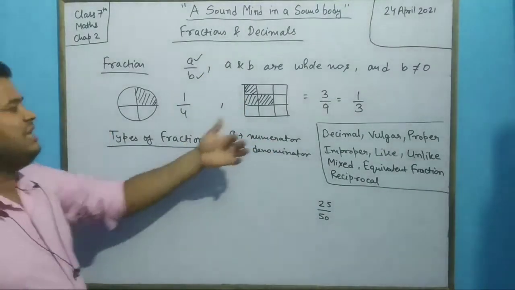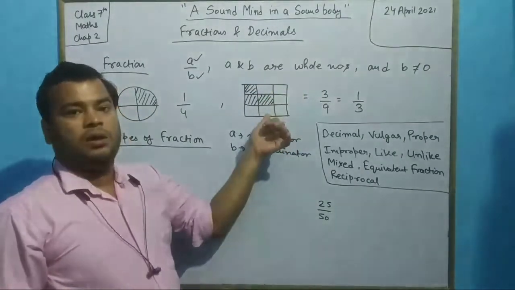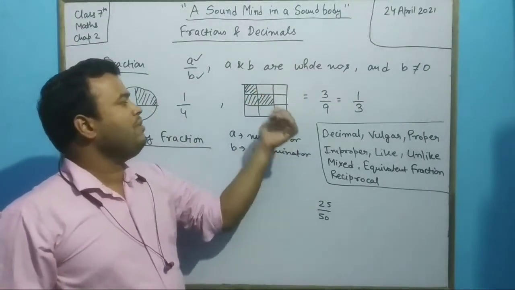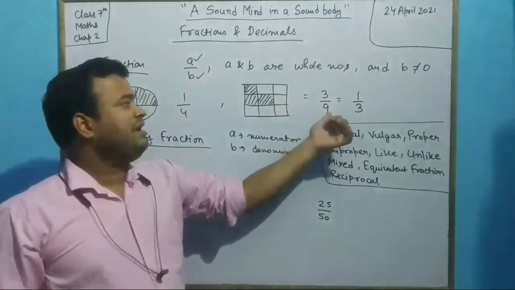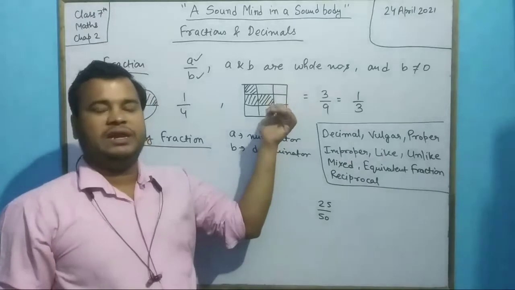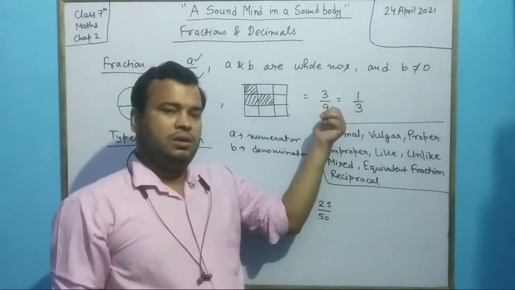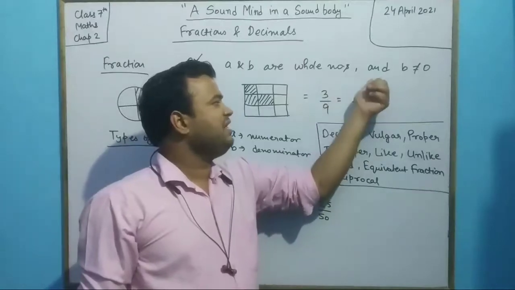So it's a fraction here also. This is a square. Now it has how many equal parts? It has a total of 9 equal parts and I have shaded 3 out of that. So 3 upon 9, and it can be written as 1 upon 3.